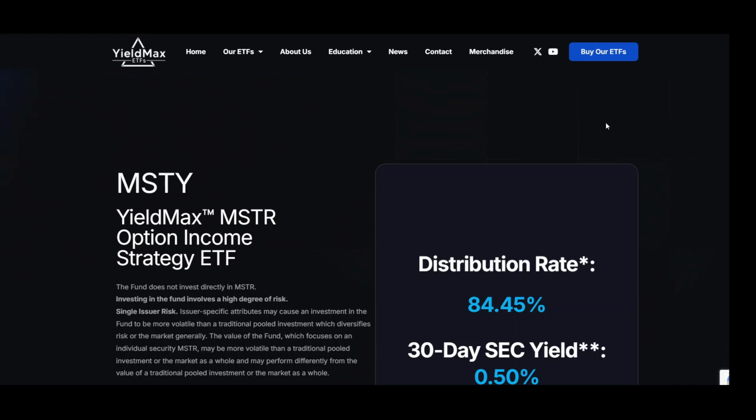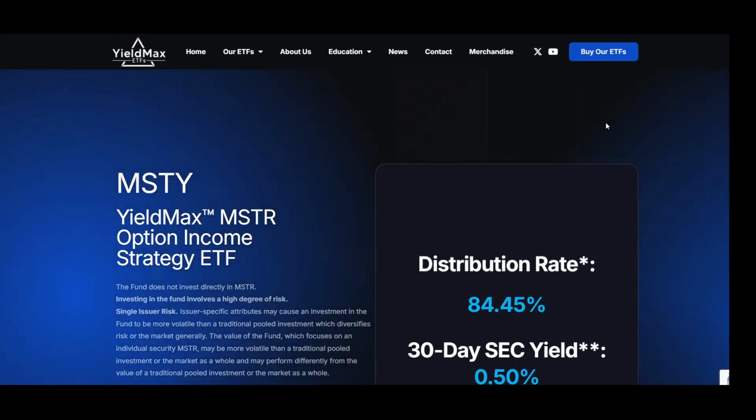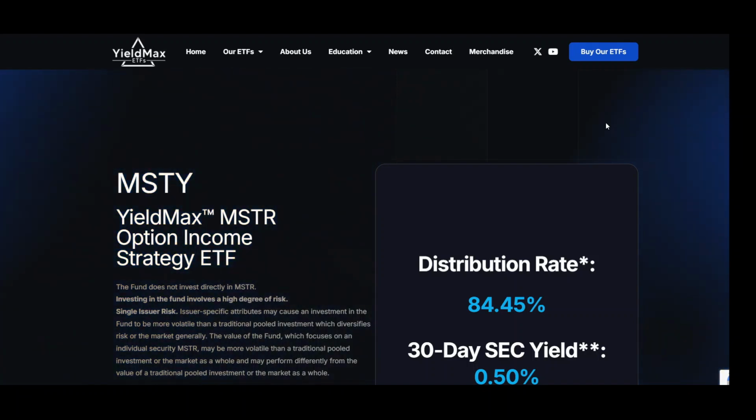Let's take a look at Misti today and see where it sets today. And we'll see if it's setting or getting close to any supports or resistances in the market.